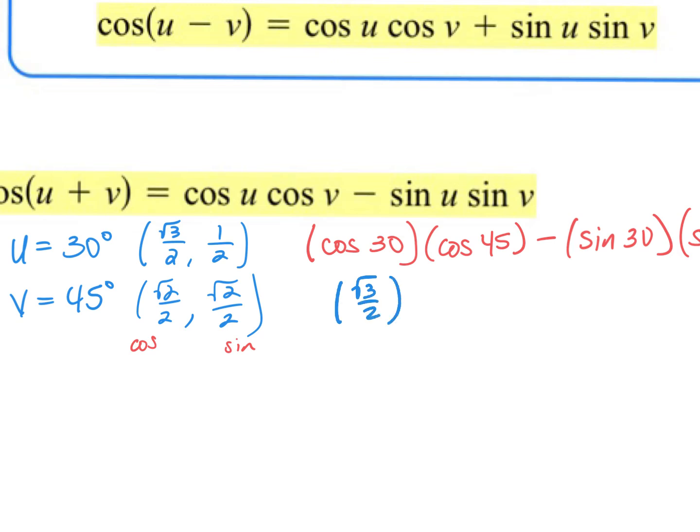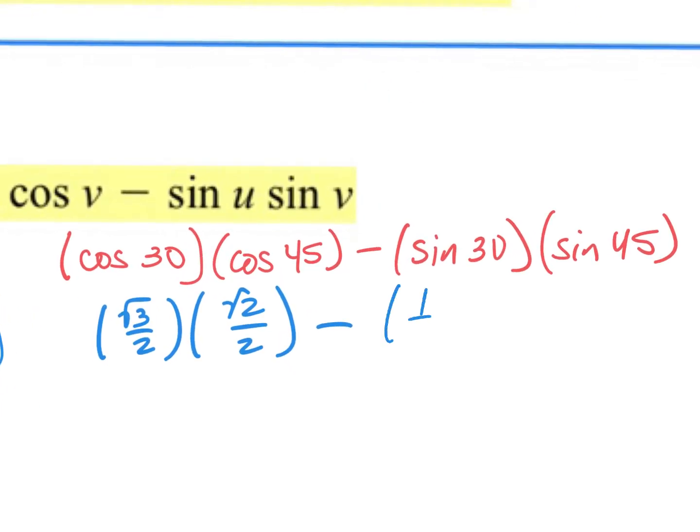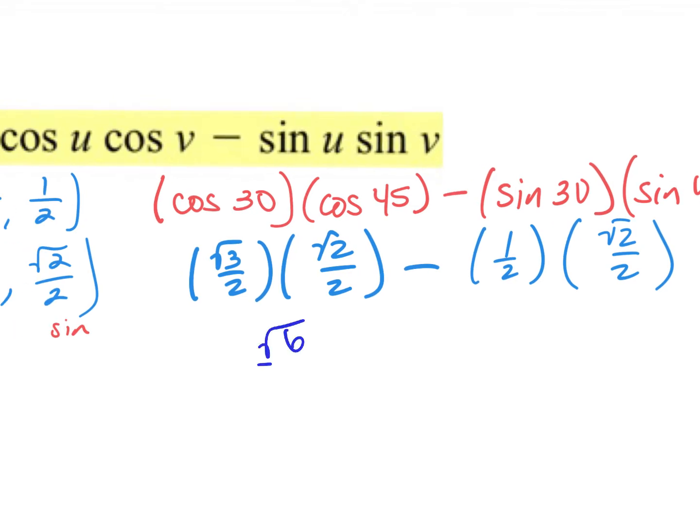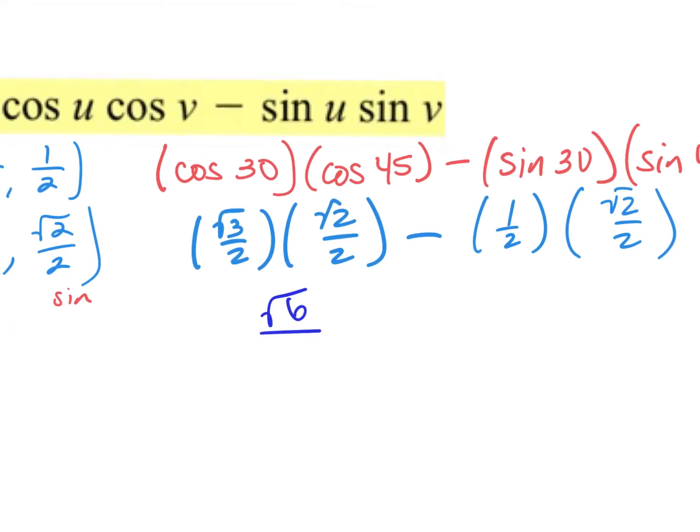What is the cosine value of 45? Root 2 over 2, okay? Minus, what is the y value of 30 degrees? 1/2, good. And then what is the sine or y value of 45? Root 2 over 2. Now we have simple simplification. What is the square root of 3 times the square root of 2? The square root of 6 over 2 times 2 is 4.